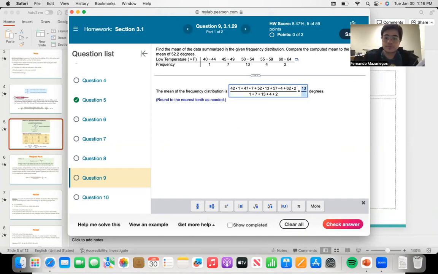So the numerator is 1,399 over 27. That is 51.8, because we're rounding to the nearest tenth.